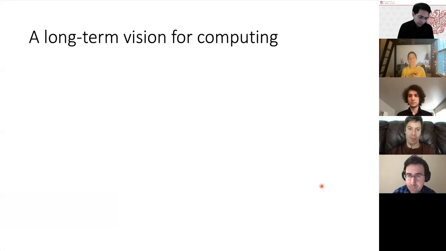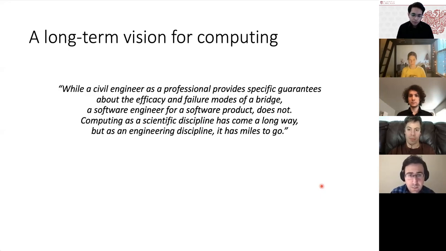In my research, I have a long-term vision for computing, which is inspired by something my undergrad advisor used to say. It goes something like, while a civil engineer as a profession provides specific guarantees about the efficacy and failure modes of a bridge that they design, a software engineer for a software product does not. In fact, we are infamous: when we publish software, we say that it doesn't come with any warranties. He goes on to say that computing as a scientific discipline has come a long way, but as an engineering discipline, it has miles to go.